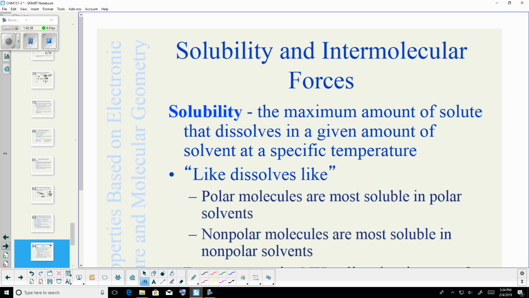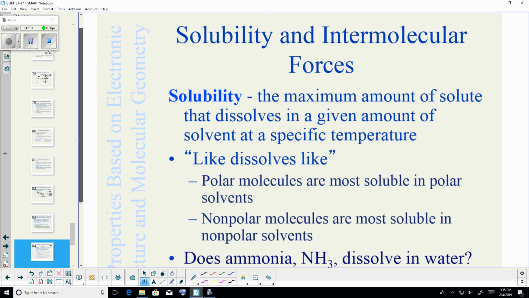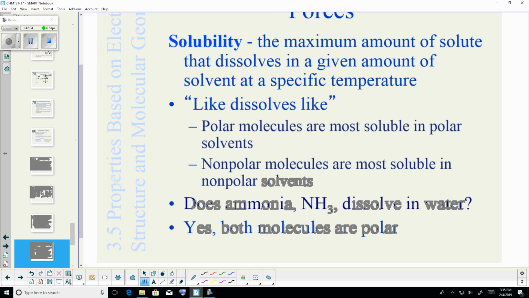Solubility: like dissolves like. Polar molecules are most soluble in polar solvents, nonpolar in nonpolar. Does ammonia dissolve in water? And again, if you look at ammonia, remember we said it was trigonal planar. Trigonal pyramidal, rather.